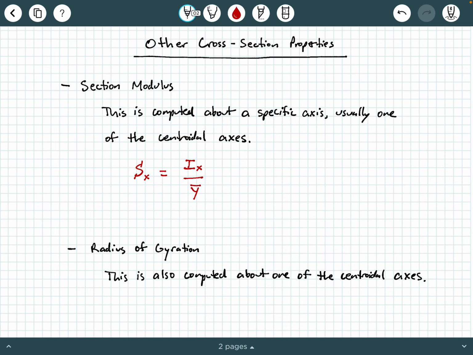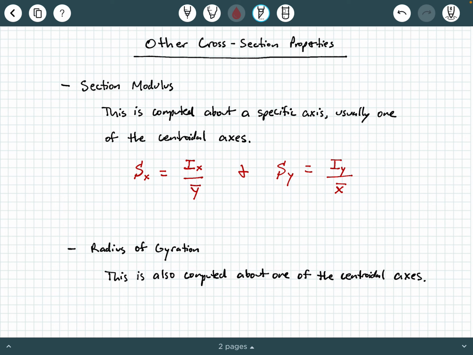Now similarly, we can also have S sub y equal to I sub y divided by, what do you think? You guessed it, x bar, okay? So these are what we call our section modulus values. And again, they are cross-section properties.